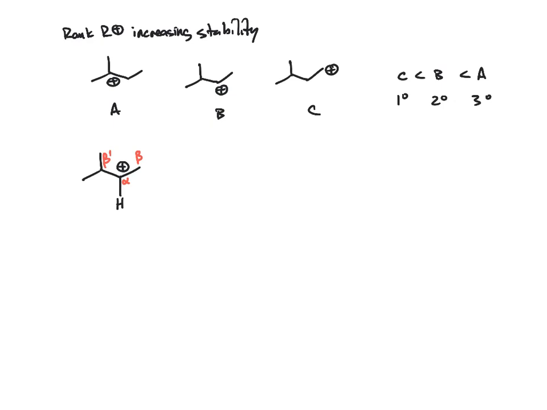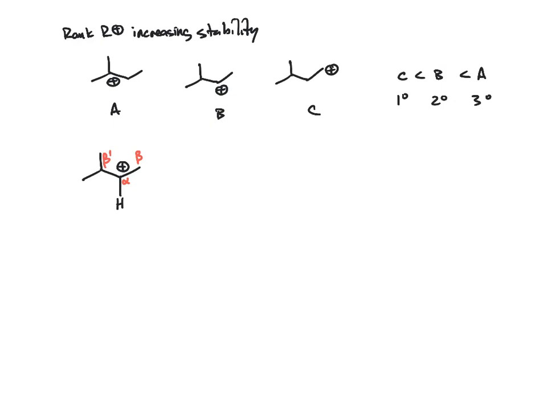So a way to think about this is the beta carbon bearing the least amount of hydrogens is one that will shift a hydride over, because that will then form a more stable carbocation. This has more hydrogens. If something shifts over, you'll get what type of carbocation? Primary. So the beta carbon that has the least amount of hydrogens will do the shift.